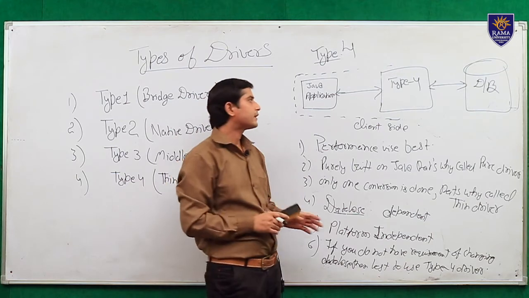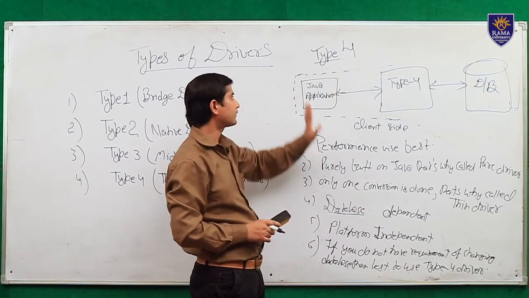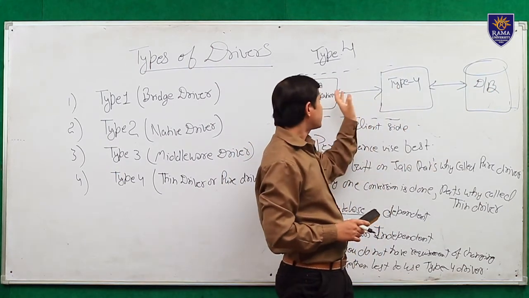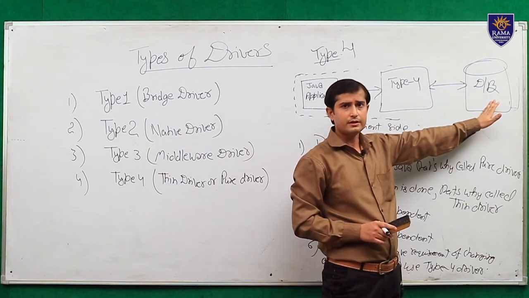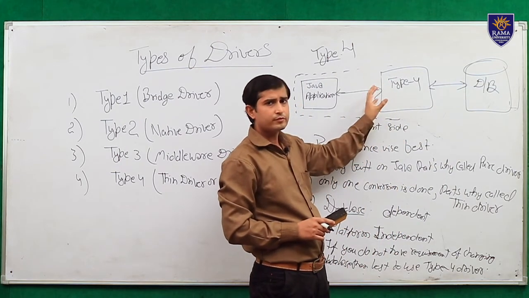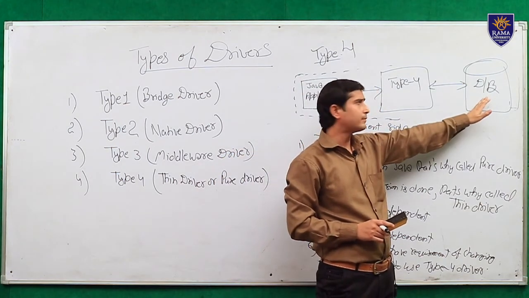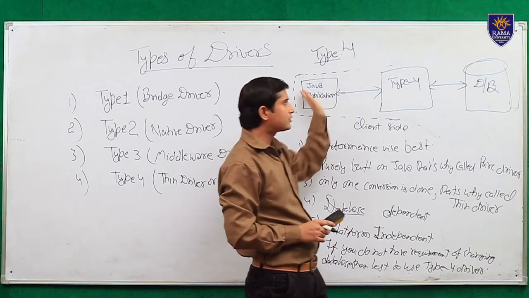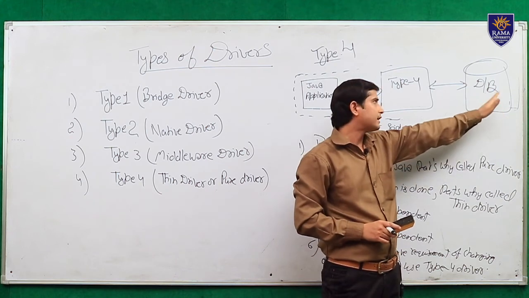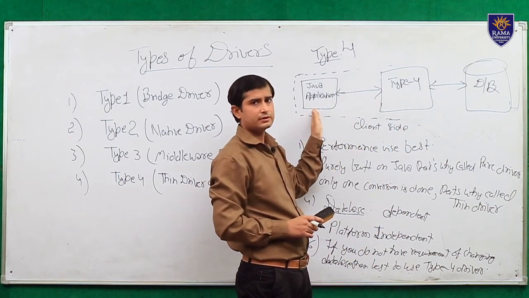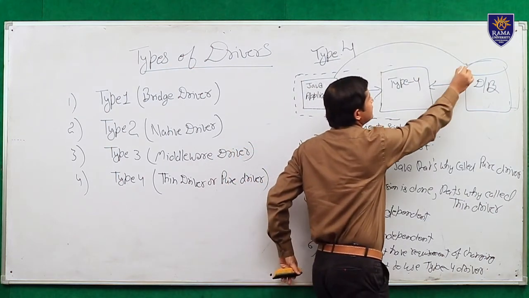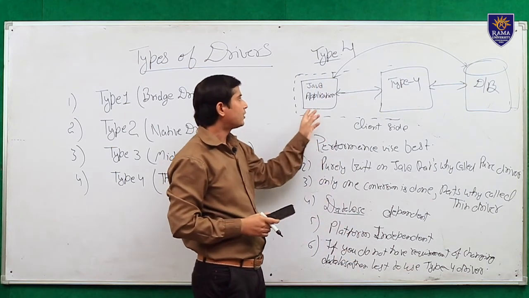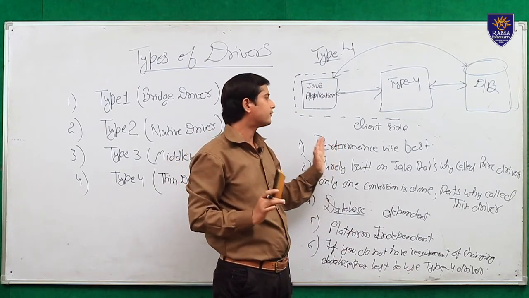Okay. This is the last type of driver, the type 4 driver. The type 4 driver uses database specific network protocols, which are directly understandable by the database. So the type 4 driver directly transforms your Java calls into database specific calls and database specific calls into Java calls. It means only one conversion is needed, not like type 1 or type 3. So performance wise it is the best, it is very good.